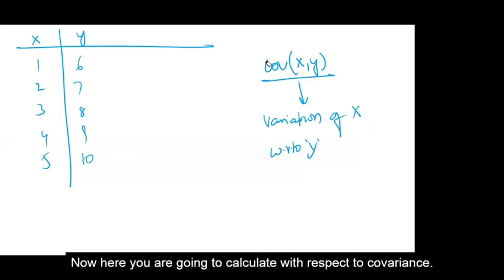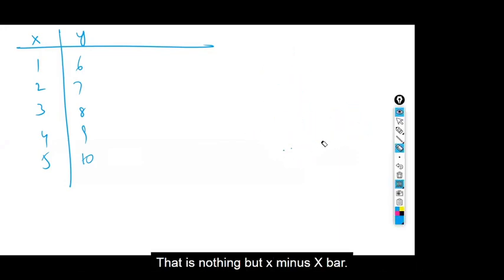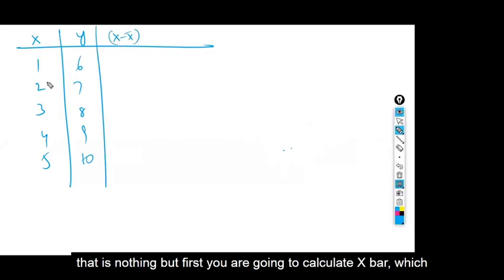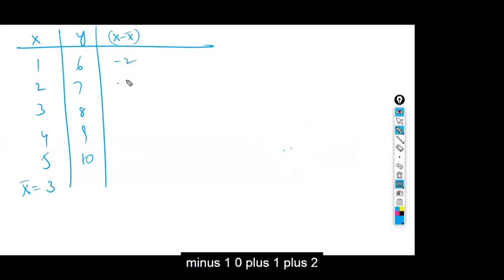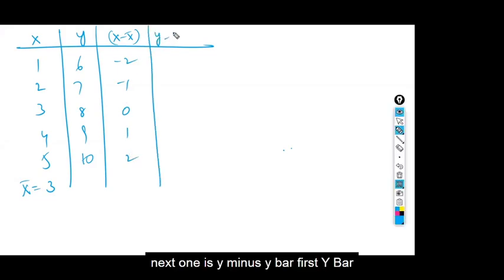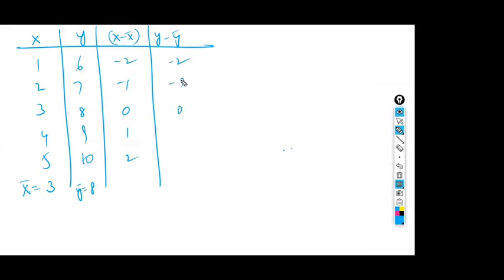Now here you are going to calculate the covariance, that is nothing but x minus x bar. First you are going to calculate x bar, which is nothing but 3. X minus x bar is 1 minus 3, minus 2, minus 1, 0, plus 1, plus 2. Next one is y minus y bar. First y bar is equal to 8. Again minus 2, minus 1, 0, plus 1, plus 2.